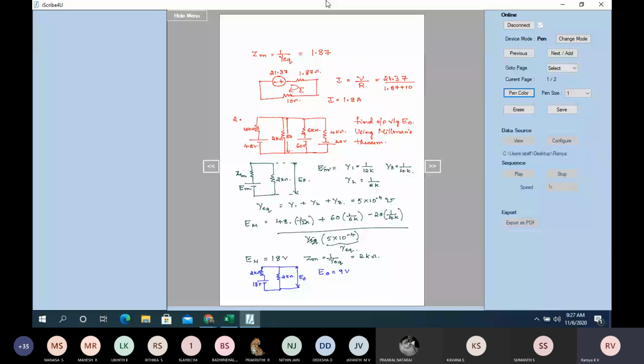You want the formula? See, this is the total voltage, and I want to find the voltage drop. So the voltage drop, E naught, is equal to total voltage into 2 kilo ohm divided by 2K plus 2K. You get the same. When two resistors are of equal size, the voltage divides equally between them. This formula need not be used for this. E naught is equal to 9 volts.